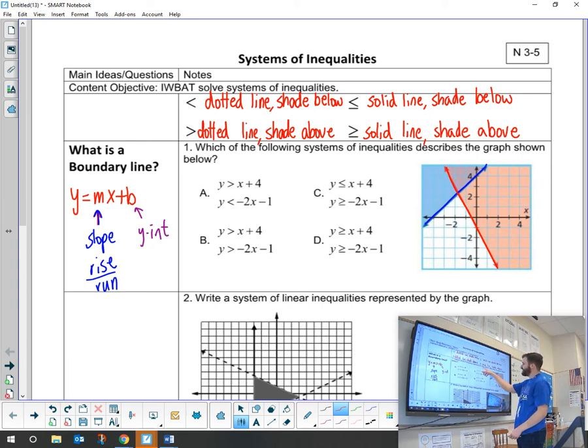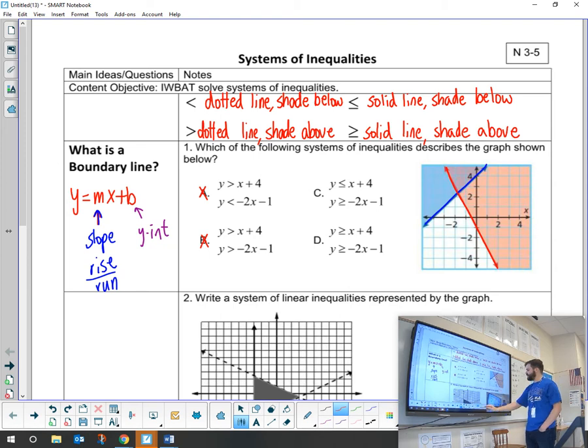So looking at my answer choices, I know that it's not A, and I know that it's not B, because those only use less than or greater than symbols. And if they only use less than or greater than symbols, they would be dotted lines, but these are solid. Next, we're going to look and see if we shade above or if we shade below. Well, for the blue one, we shade above, right? What about for the red one? Yeah, we're going to shade above again. Think about what's above it, and that's going to be what we shaded.